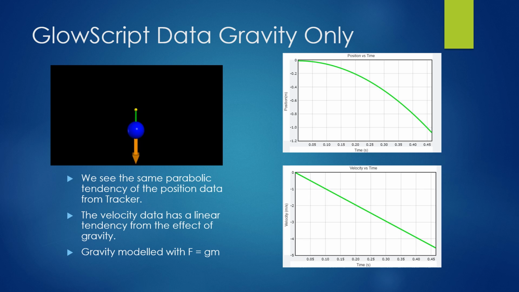The arrow shown in the picture in the top left denotes the force of gravity remaining constant throughout the object's motion. In the position versus time graph on the right, we see the same parabolic tendency of the position data from Tracker. In the velocity versus time graph, we see it has a linear tendency from the effect of gravity. Gravity was modeled in the code with force equating to gravity times mass.